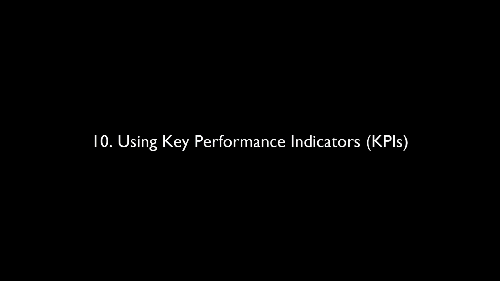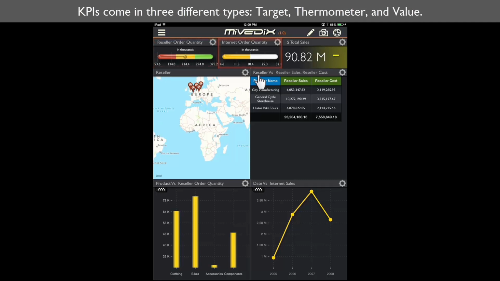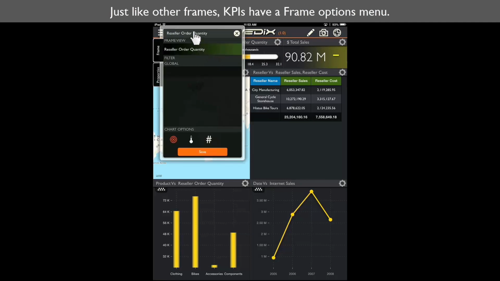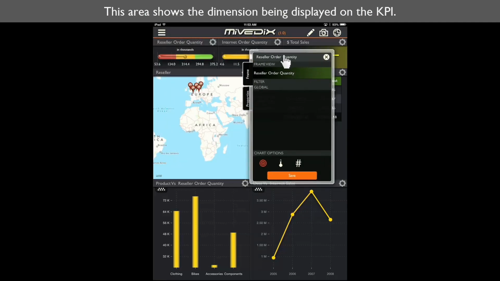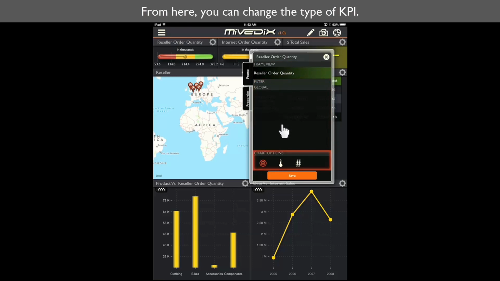Using Key Performance Indicators, KPIs. Key performance indicators are quick visualizations of a key piece of data. KPIs come in 3 different options: target, thermometer, and value. Just like other frames, KPIs have a frame option menu. This area shows the dimension being displayed on the KPI. This is the area to add and configure a filter. From here, you can change the type of KPI.